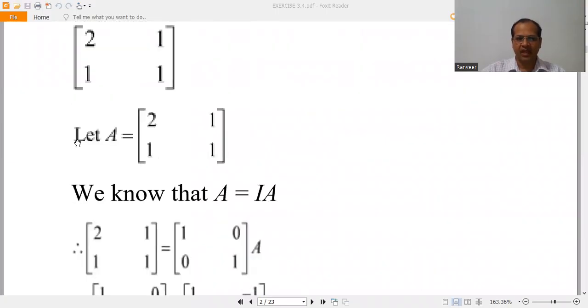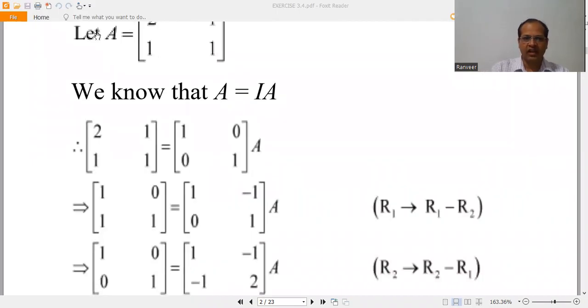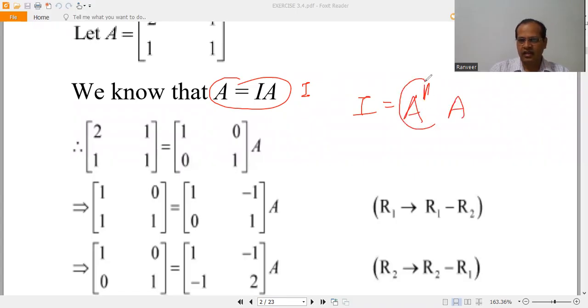Second, 2, 1, 1, 2. Same thing we have to write here. A equal to IA. This is the first step we have to write. And at the end stage, I, the unity matrix, equal to A inverse. This is the inverse. Whatever the matrix is there, it will come.